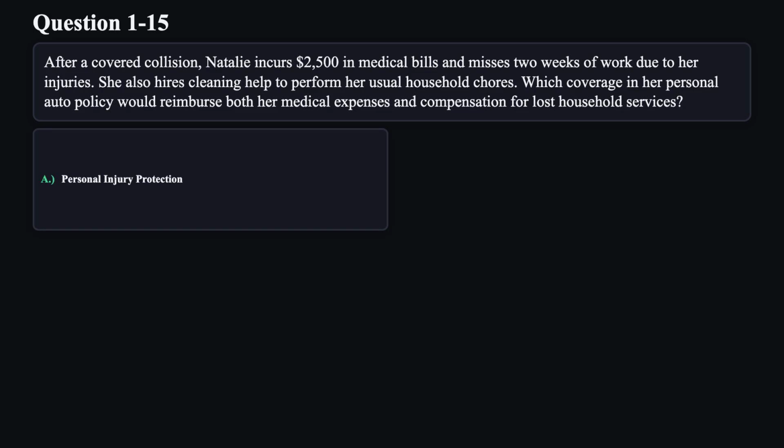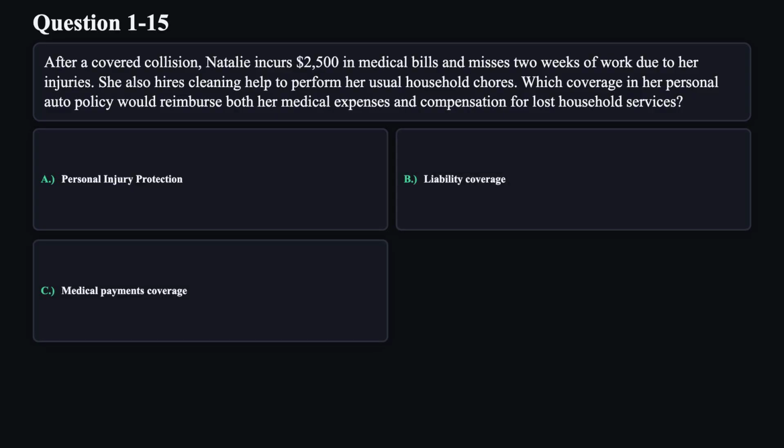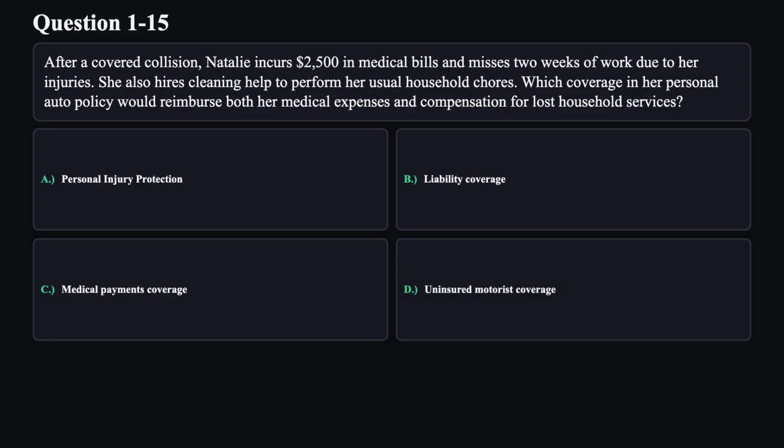A. Personal injury protection. B. Liability coverage. C. Medical payments coverage. D. Uninsured motorist coverage.